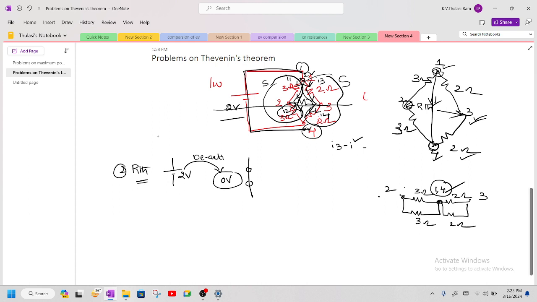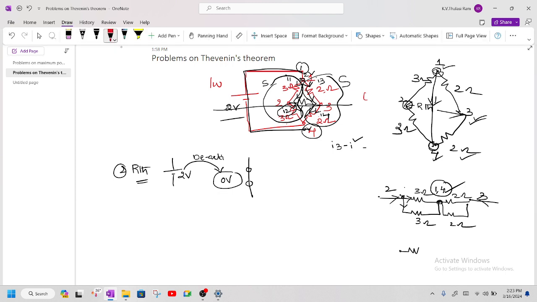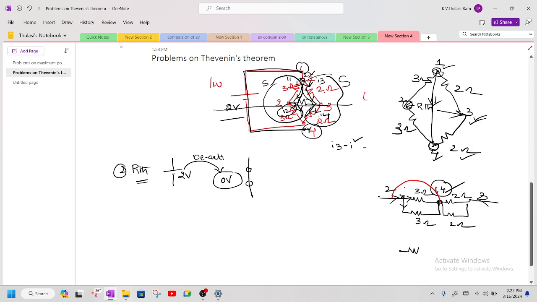So now when you draw this one, you can see here the current is entering, and current is dividing. I can say these two branches are connected in parallel. Again the current is entering like this and current is dividing. I can say these two branches are again connected in parallel.